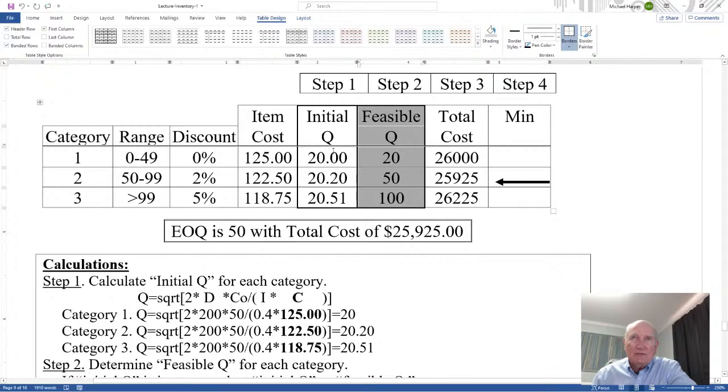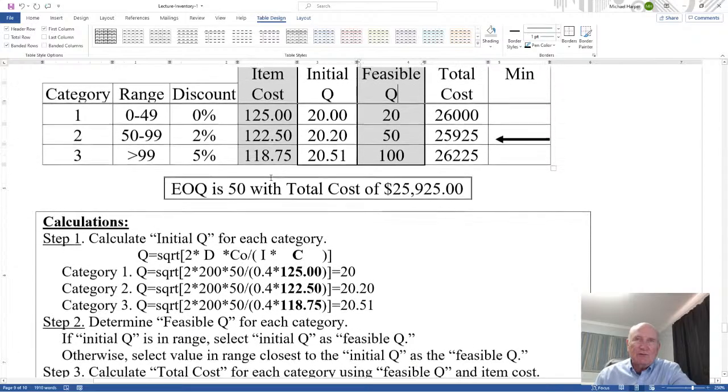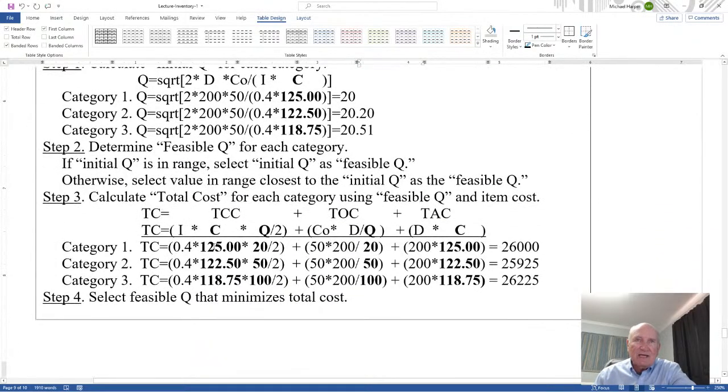This is the Q I'm going to be using, and then I'm going to be using these item costs. Let's shade that in. So there's the C I'm going to be using, the cost, and there's the Q I'm going to be using. And so notice my cost here, 125, 122.50, 118.75. That's exactly what I have for my cost here for the category 1, 2, and 3. My cost here for categories 1, 2, and 3. A big mistake people make is they don't put it in all the categories.